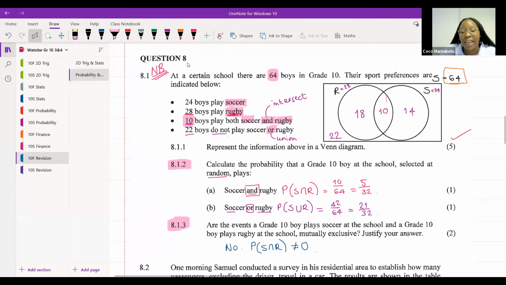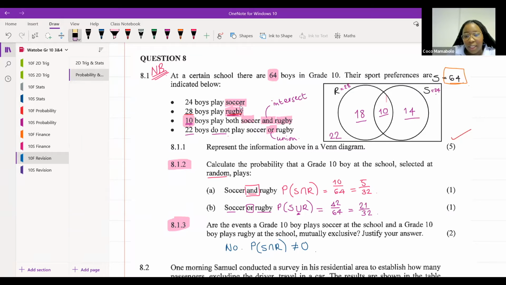I see somebody saying, please explain 8.1.2b again. Absolutely. Remember, guys, the union is if you play rugby or you play soccer or you play both. So it's going to be the rugby players and the soccer players and those who play both. If I add all three of these together, I get 42. It can't be 22 because these people don't play anything. They don't play any sport.